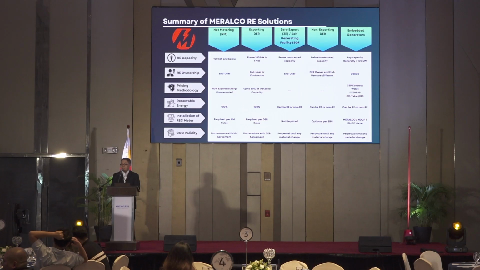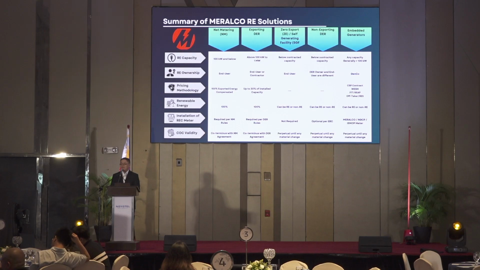Okay, so here's a brief summary of Meralco's RE solutions. As mentioned before, we have net metering and its partner, exporting DER. They are both operating on the principle that you can offset your own consumption, and if you have any excess, you can sell it off to the grid. For net metering, the RE capacity is 100 kilowatts and below. And for exporting DER, it's above 100 up to a maximum of 1 megawatt.